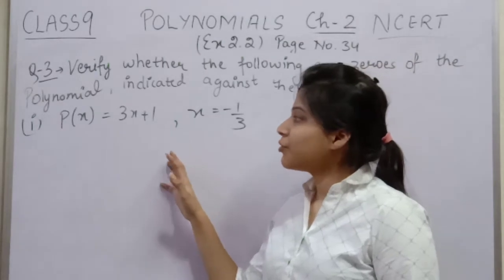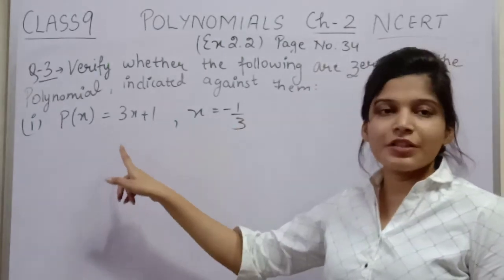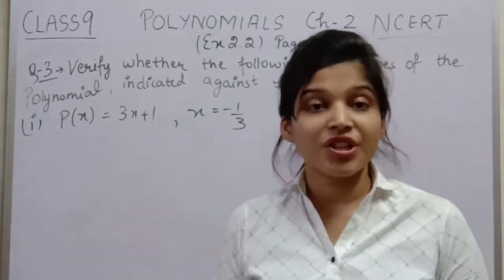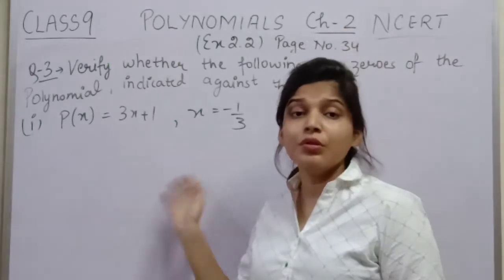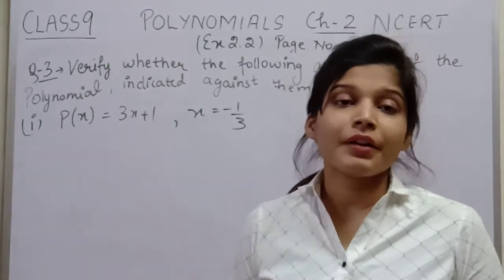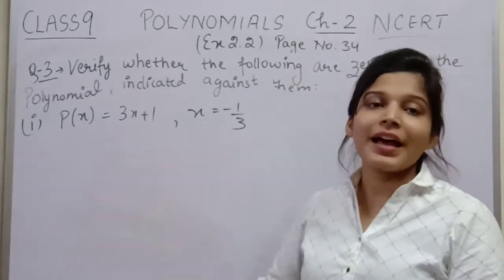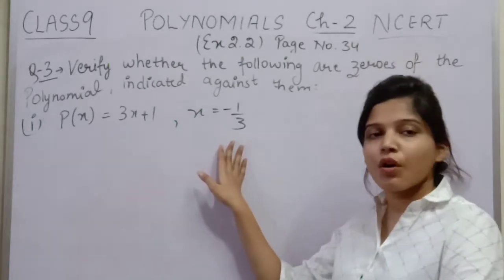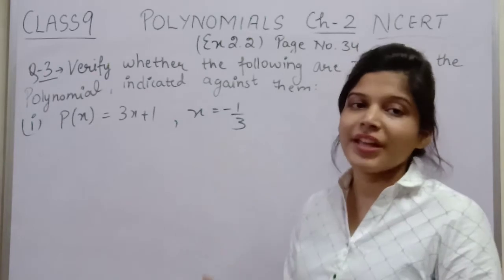Now what we have to do is check whether this is the zero of the polynomial or not. Children, I have already told you how we can check whether the given value is a zero of the polynomial or not. The way is to put this value in this polynomial and zero should come. If zero is coming, it means that this is the zero of the polynomial. If zero is not coming, it means it is not the zero of the polynomial.